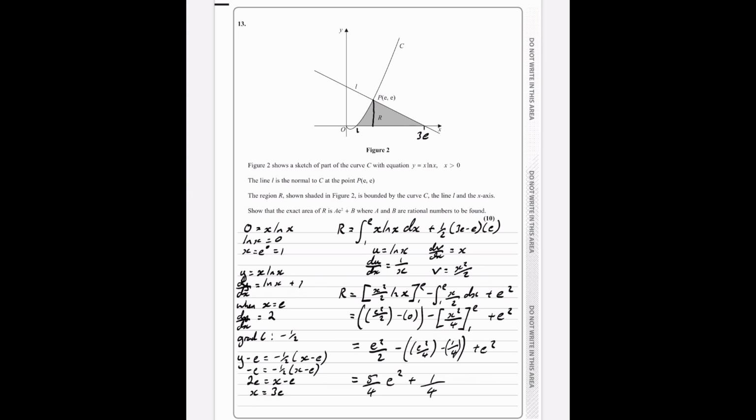The question actually states that a and b are rational numbers to be found, so it's quite nice to finish off a question by explicitly stating them. a will be equal to 5 over 4 and b is equal to 1/4.